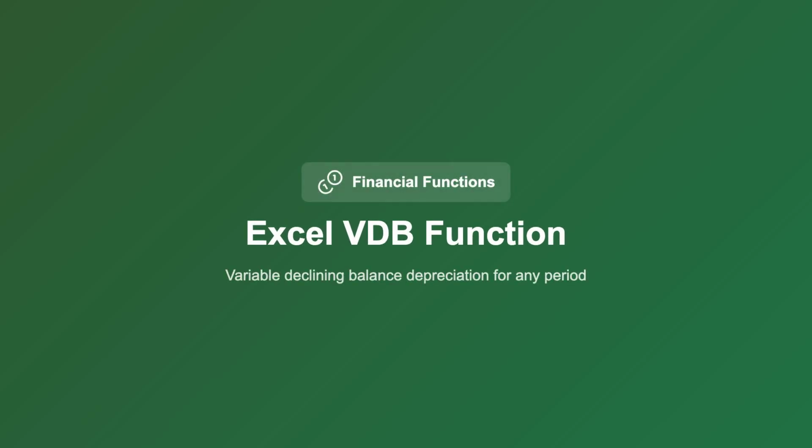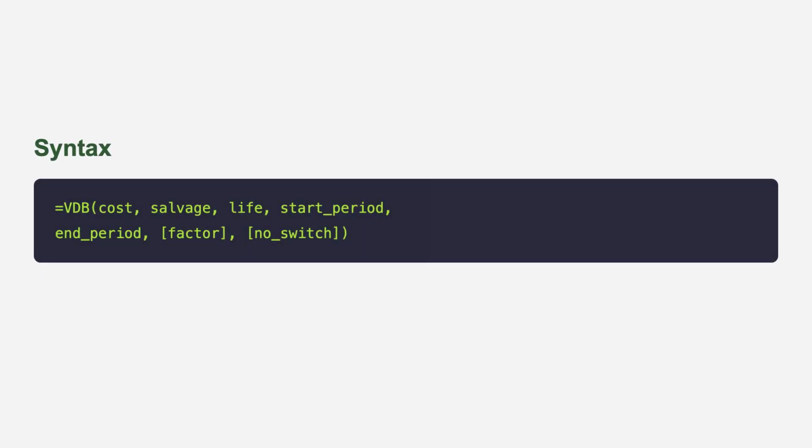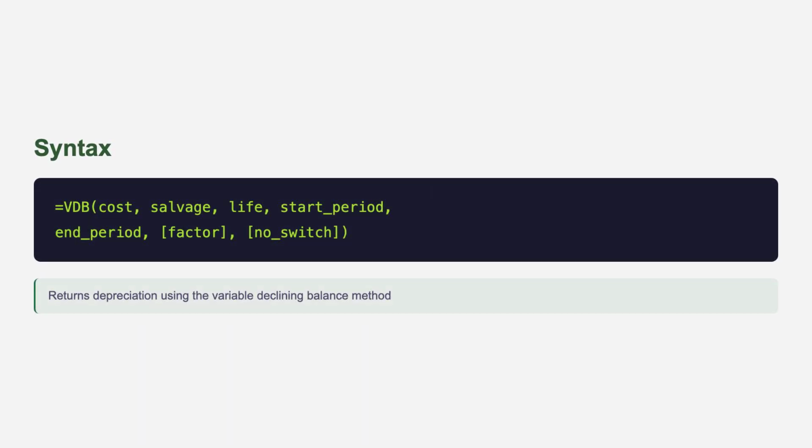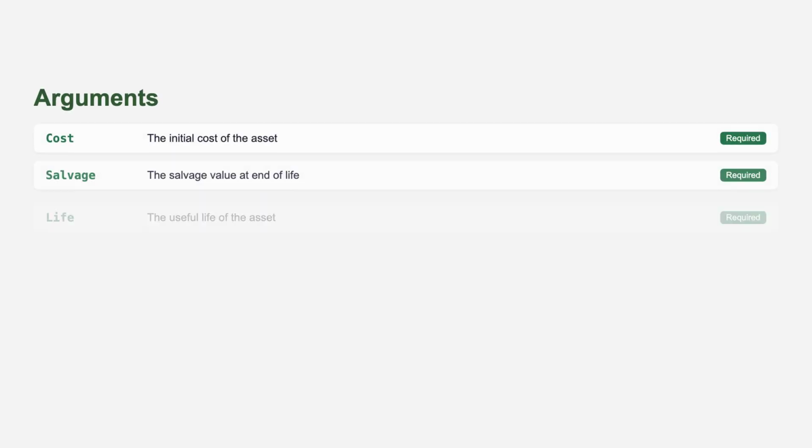Excel VDB function. This function calculates the variable declining balance depreciation of an asset for any period you specify. It is the most flexible depreciation function in Excel. The syntax is VDB with parameters cost, salvage, life, start period, end period, and two optional parameters, factor and no switch. There are 7 arguments.